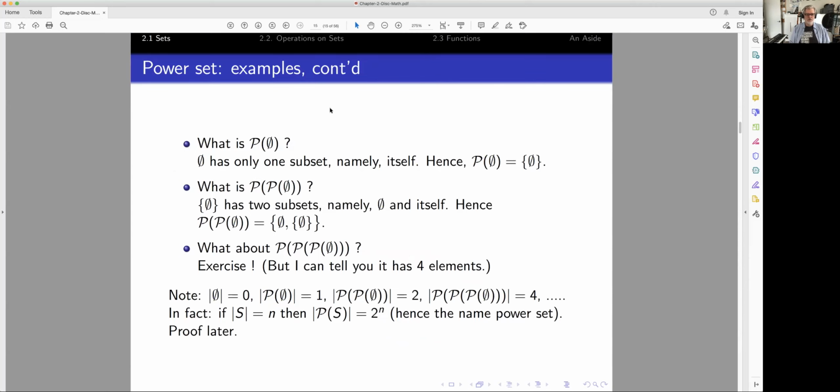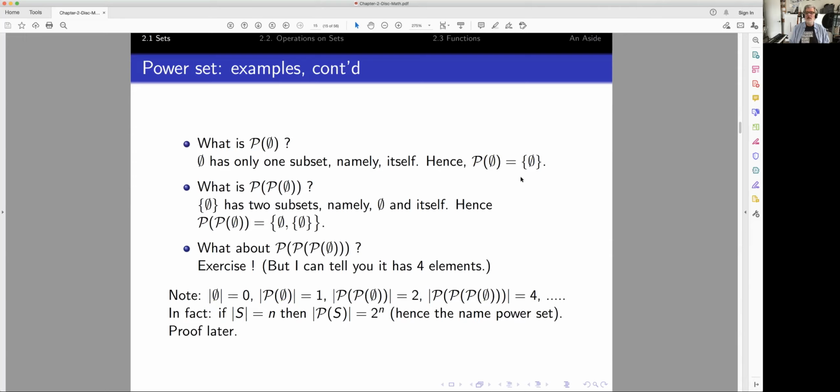Okay, so here's a little bit more on this. What is the power set of the empty set? The empty set has one subset, itself, right? And that's it. There's nothing else. So the power set of the empty set is the set consisting of one element, the empty set. Now let's take the power set of that. And what is that?